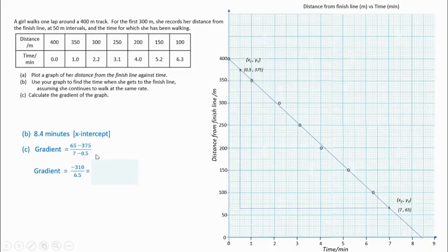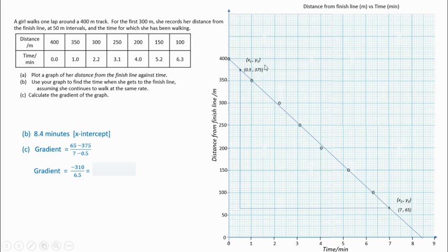So if we are to put those into our gradient formula again, y2, that is 65, minus y1, which is 375. Yes, if we're starting with this point, then the y2 is 65, the y1 is 375. Never mind the fact that the 375 is bigger. We must stick to the rule. It's y2 minus y1. And x2, which is 7, minus 0.5, which is the x1.